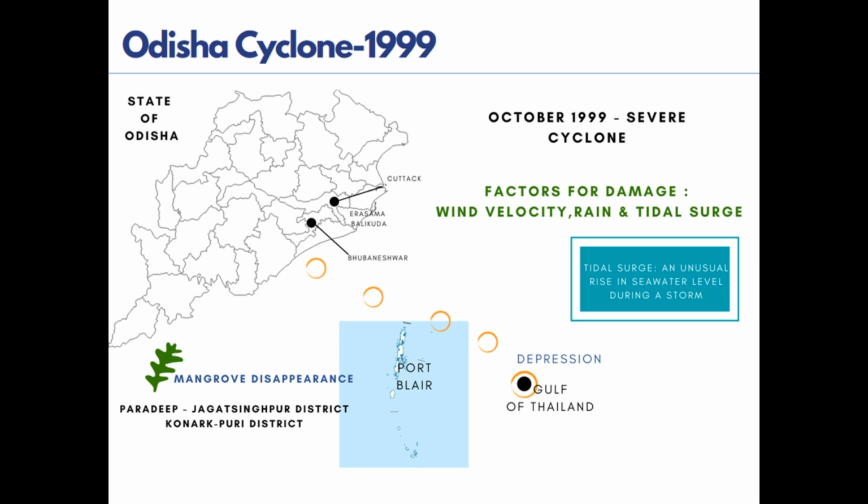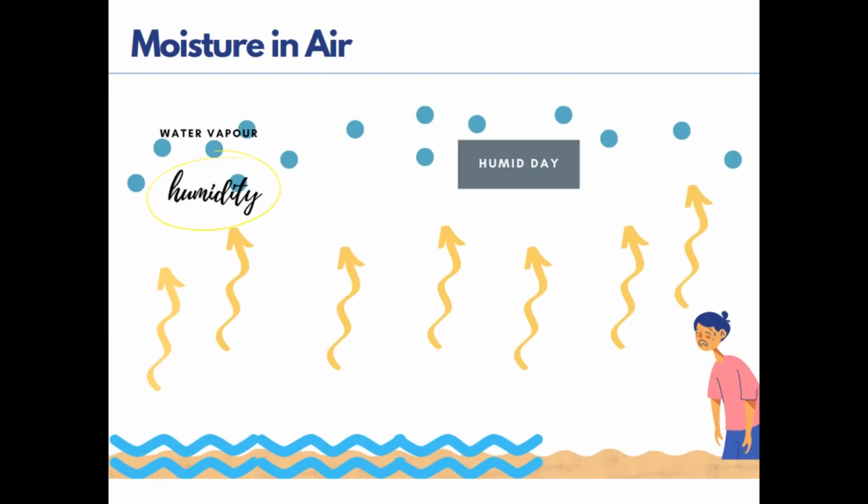Around 13 million people were affected and many livestock lost their lives and crops were damaged. Salination, which was created by the tidal surge on the coastal area, made the agricultural land infertile. Also, mangrove forest in between the area of Paradeep in Jagatsinghpur district and Konark of Puri district vanished as well. The next thing we are going to see is the presence of moisture in air.